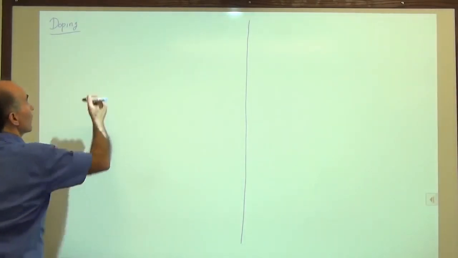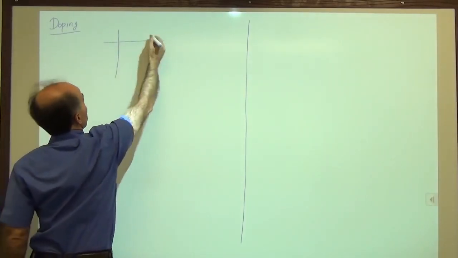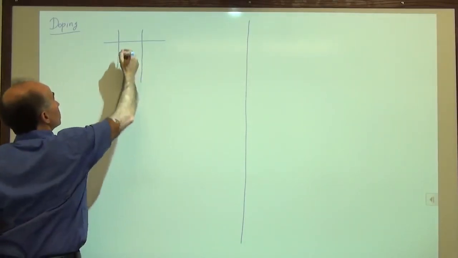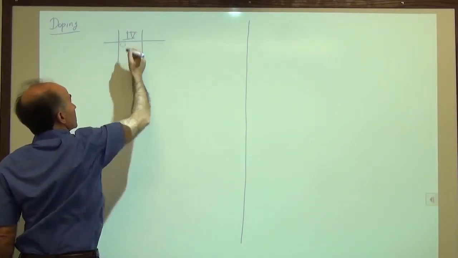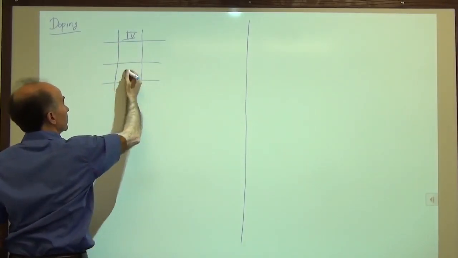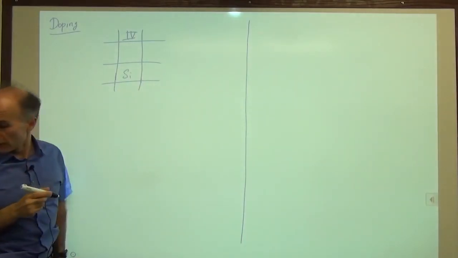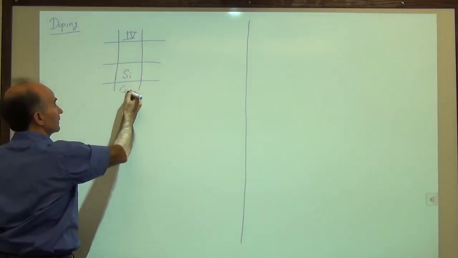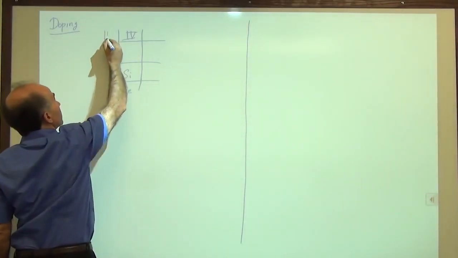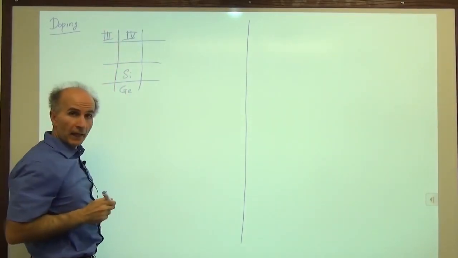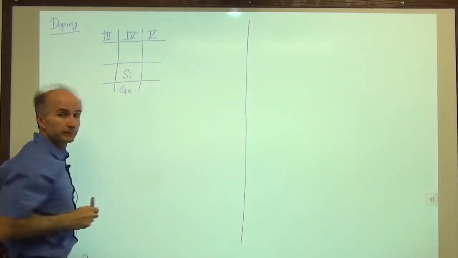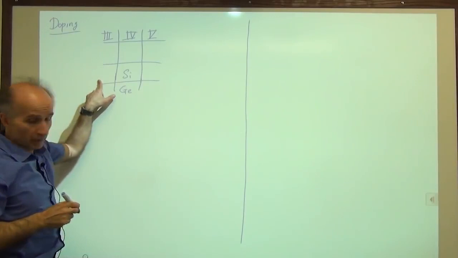So let me draw a small section of the periodic table. I will look at columns that correspond to 4 free electrons. So we know which those are. For example, we have silicon here, and I think we have germanium underneath, so germanium. We also look at other columns. We have a column with 3 electrons in the last orbital, or with 5 electrons in the last orbital. So we have some elements that fall into this category.